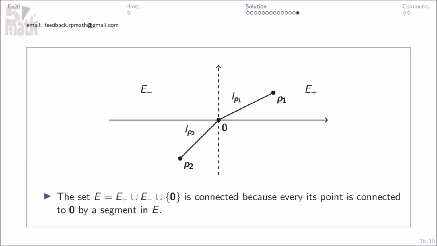Here is a picture. The set E equaling this is connected because every point is connected to 0 by a segment in E.